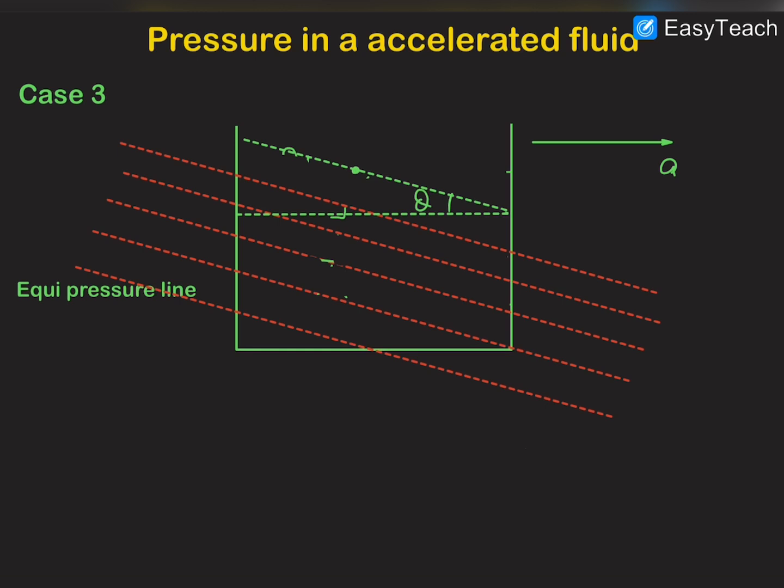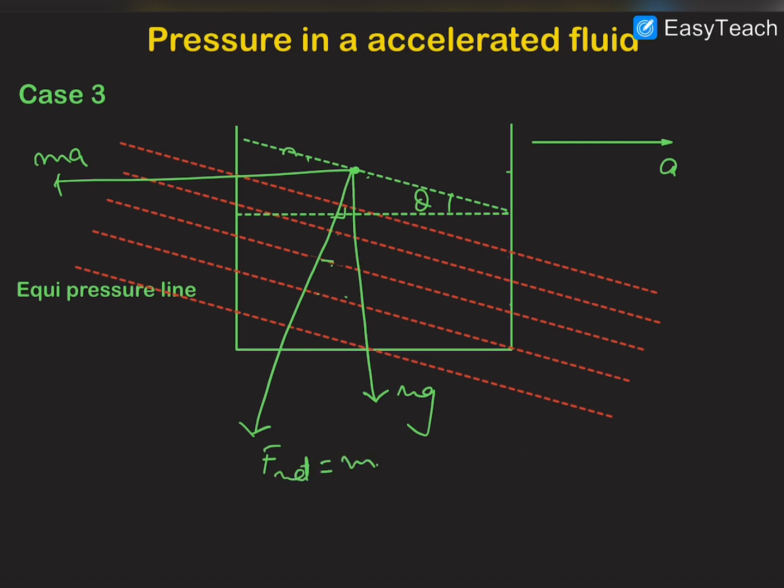Now if we consider why this happens, we can say that mg will be acting in the downward direction and ma will be acting like that. And we know this is ma, the pseudo force. And we know that the net force will be acting like that. And the net force will be m under root of g square plus a square.